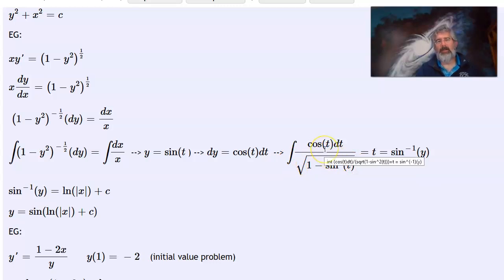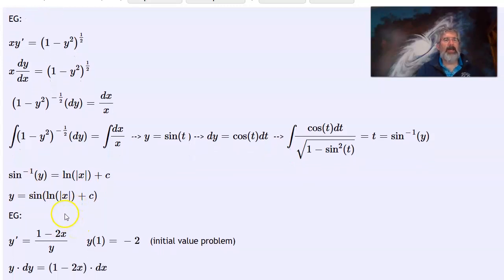You get cosine t, cancel the cosine at the top, and you just get the integral of dt, which is t plus a constant, which is arc sine. So the left-hand side here integrates to arc sine. Maybe you recognize that, maybe you didn't. If you didn't, of course, you can just do this. The right-hand side is, of course, the log of the absolute value of x plus a constant, and then I can solve for y by taking the sine of both sides, and y is the sine of the log of x plus c. Okay.